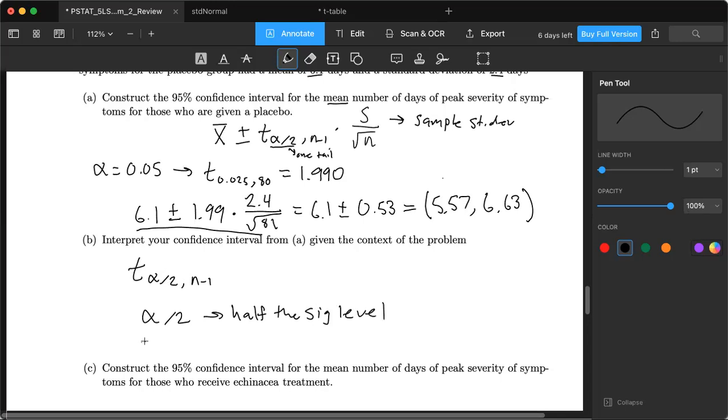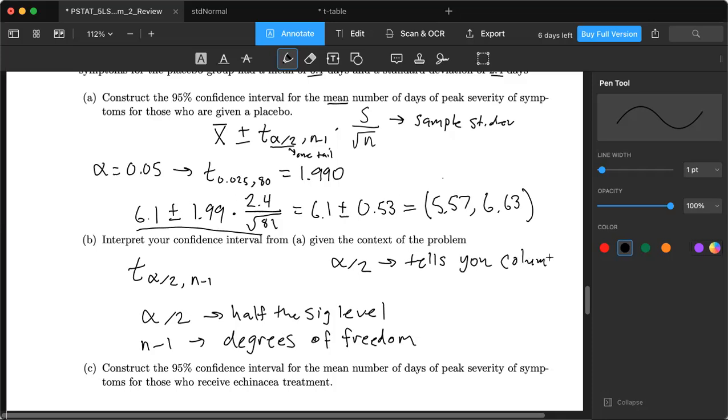And n minus 1 is degrees of freedom. So those are what these are. Essentially, what you want to know about them is alpha over 2 in the table tells you the column to look in, so the significance level, and then n minus 1 tells you the row in the table.